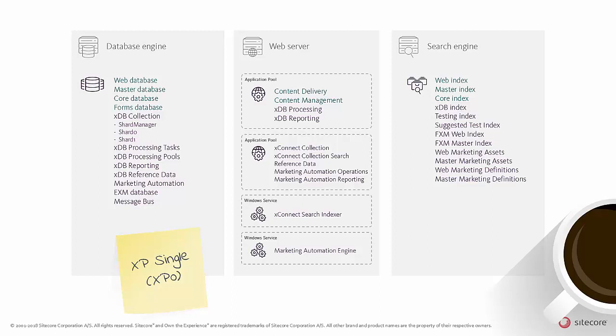For XP we ship an XP single configuration. This is the opposite, where all the roles that can be combined are combined. In this case, for an XP single, the content delivery, content management, XDB processing, and XDB reporting roles are all combined into one website, one application pool. These topologies are typically optimal for a development setup, to make it as simple as possible, with as few websites as possible.